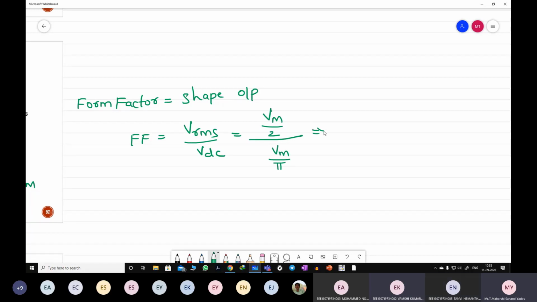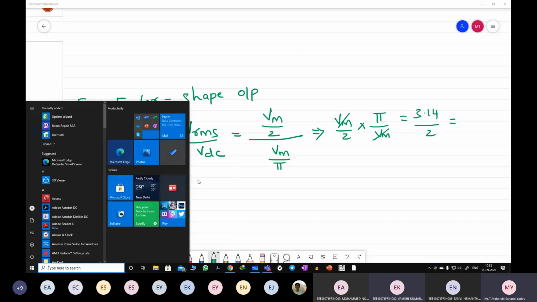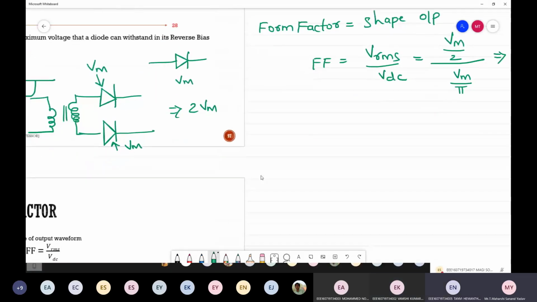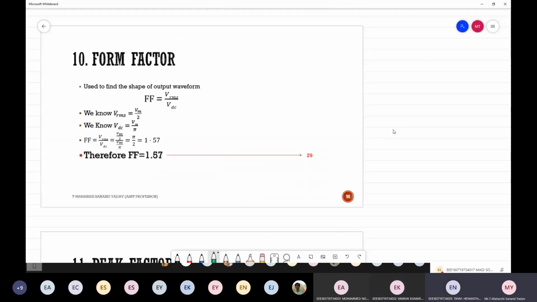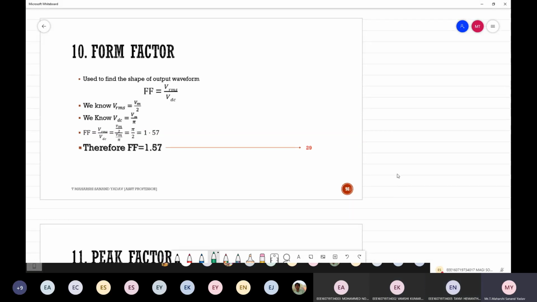Okay, you try to solve this now. So Vm by 2 into pi by Vm. Vm and Vm cancelled. So pi is nothing but 3.14, by 2. Answer? 3.14 divided by 2. 1.57. Good. Therefore, the form factor is nothing but 1.57. So form factor tells us about the shape of output waveform.